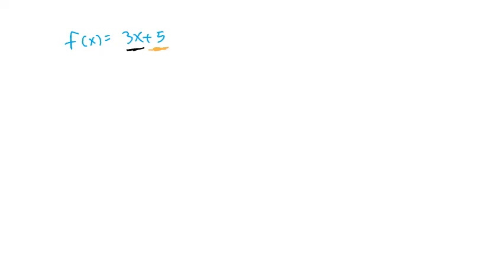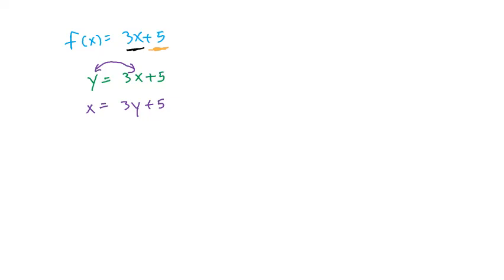One way we can actually come up with the inverse of a function is by following these steps. First, we're going to replace f of x with y. So this function can be rewritten as y equals 3x plus 5. Then we're going to switch the locations of the x and the y. So y and x are going to switch places. So we would rewrite everything as x equals 3y plus 5.